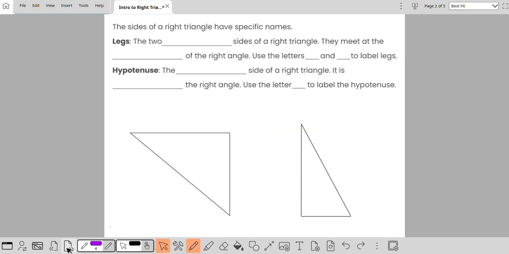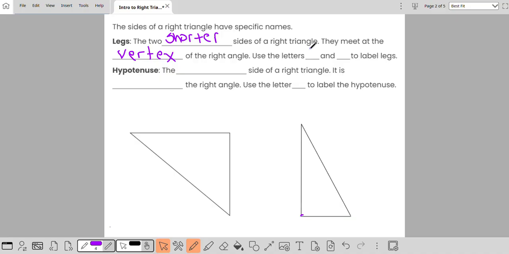The sides of a right triangle have very specific names. We have the legs. They are the two shorter sides of a right triangle. They meet at the vertex of the right angle, and I'll show you what that is. So right here, I see that I have a 90-degree angle. So this would be my leg, and this would be my leg, and this is my vertex, okay?